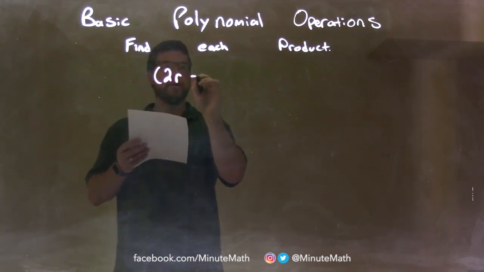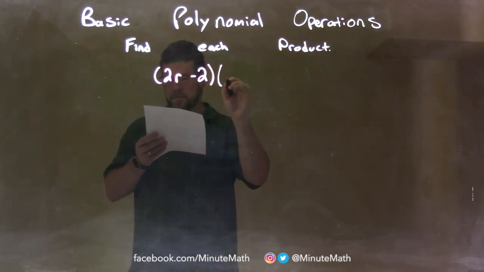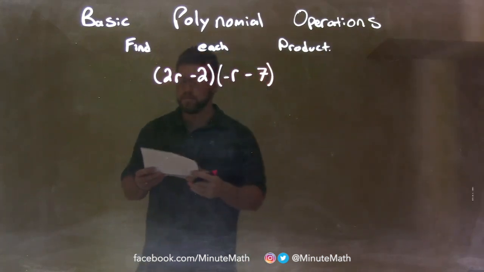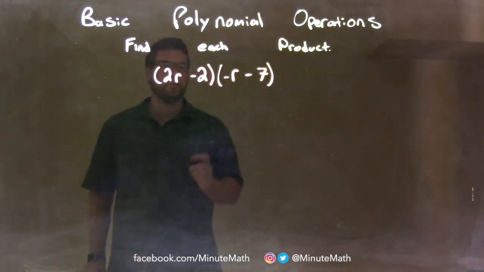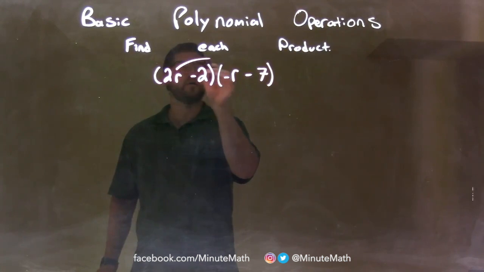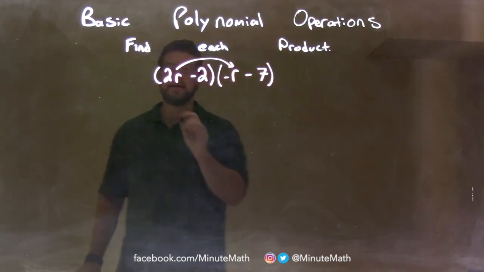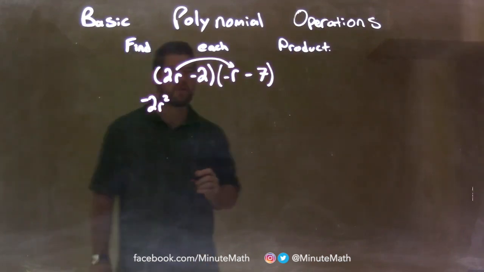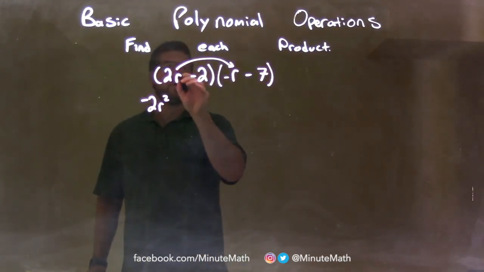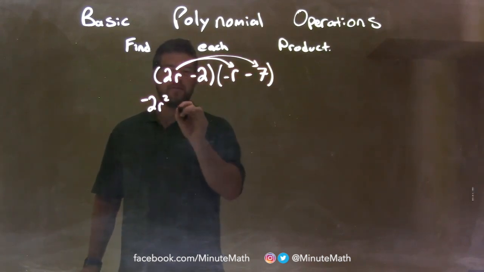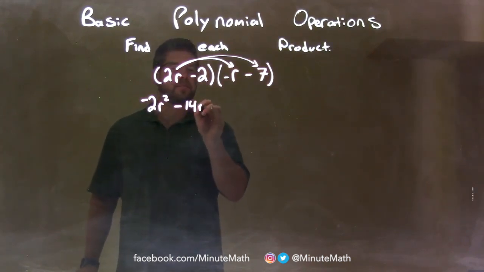2r minus 2 times negative r minus 7. Okay? Well, what I want to do is multiply all parts of my first parenthesis by all parts of my second parenthesis. Okay? So 2r times a negative r is negative 2r squared. Okay? Next one, we have 2r now times that negative 7. Well, 2r times a negative 7 is a minus 14r.